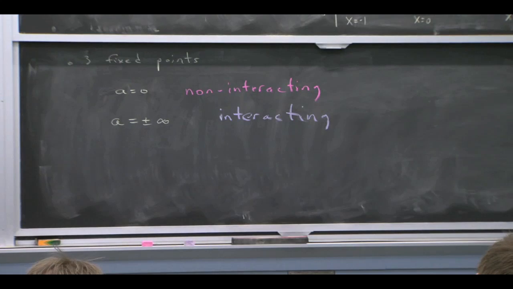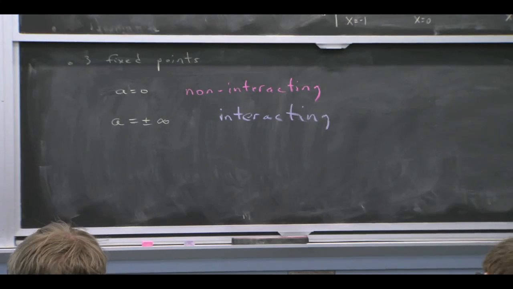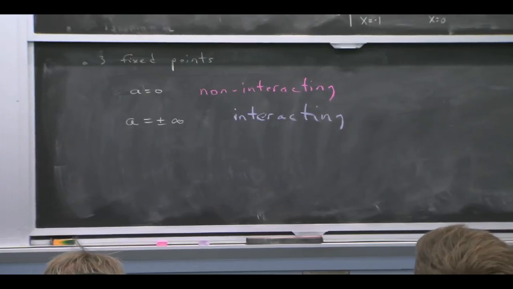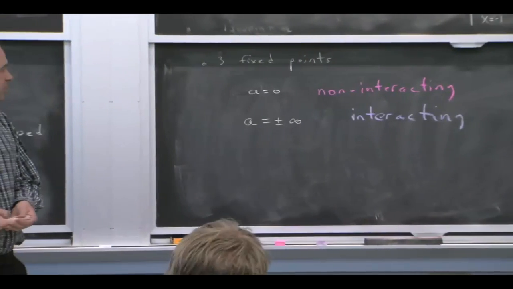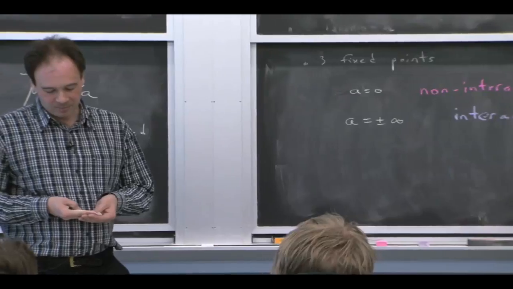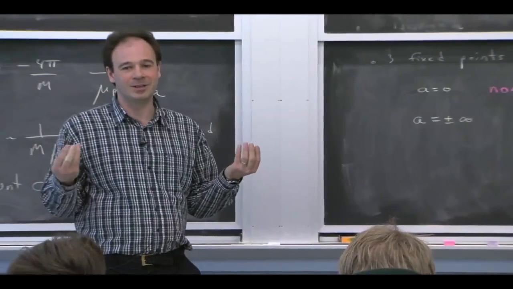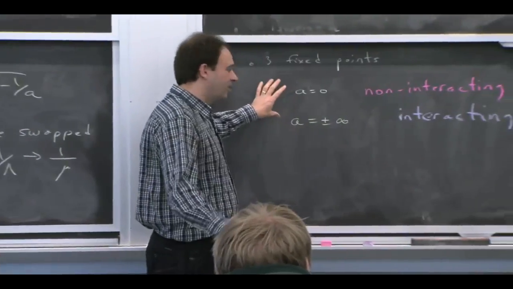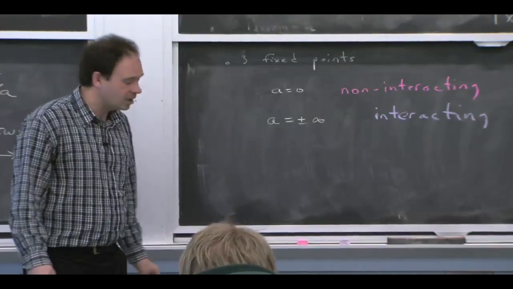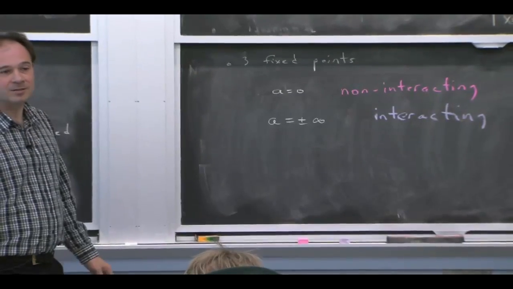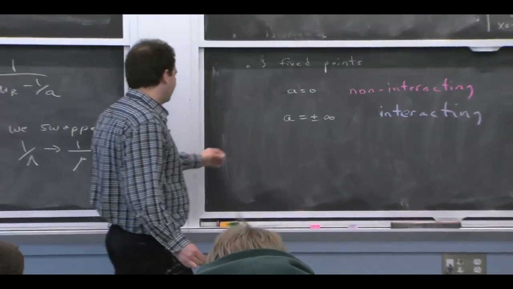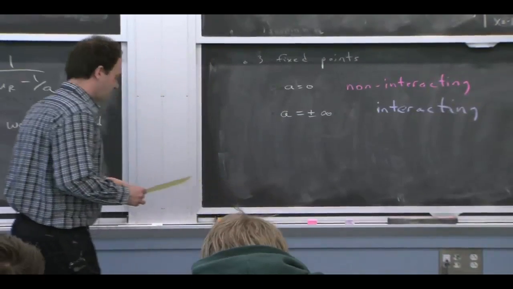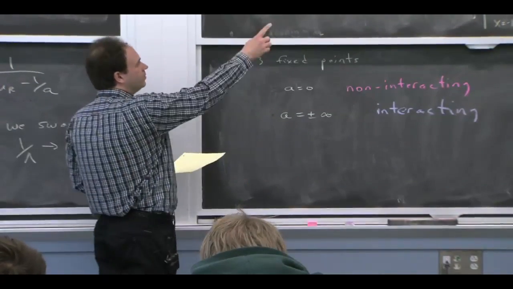So you can think about that in the following sense. Classically, what A is measuring is the interaction size. If you have classical scattering, your cross section's 4 pi a squared. And if A is either very small or very big, then basically it's the same on all scales, because it's either infinity or 0. It looks the same to all particles of all different momenta. Okay? And that's one way of thinking about these fixed points.